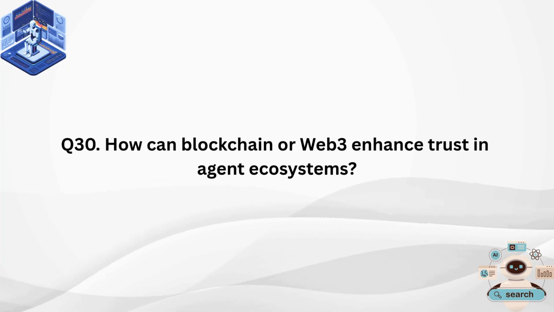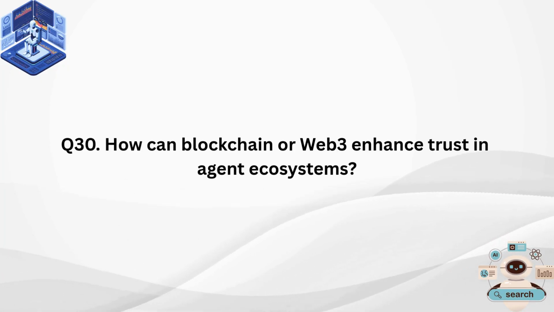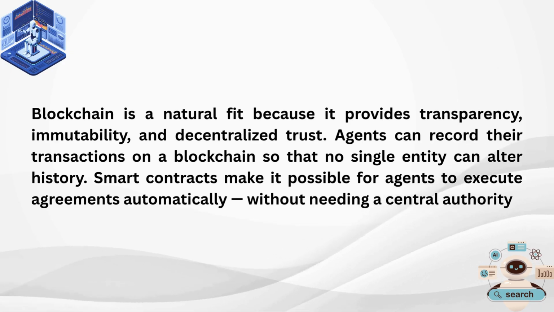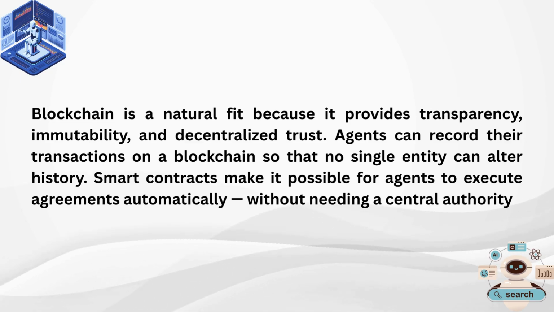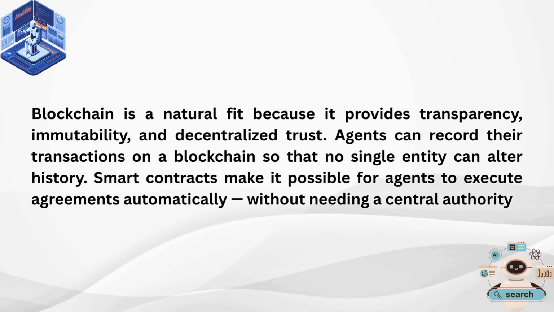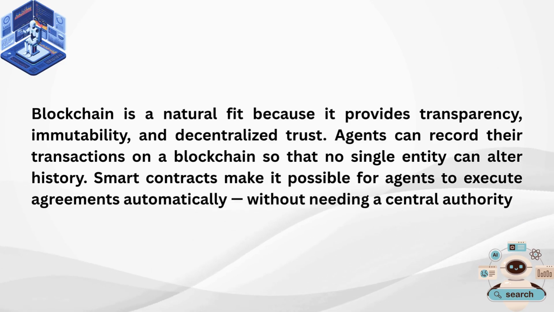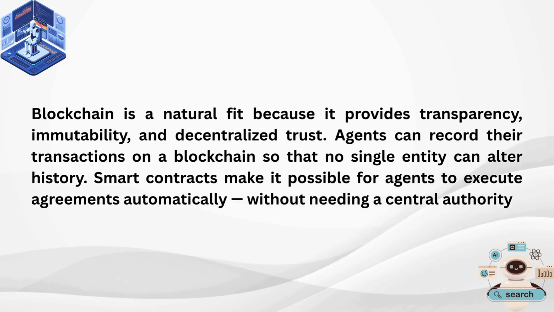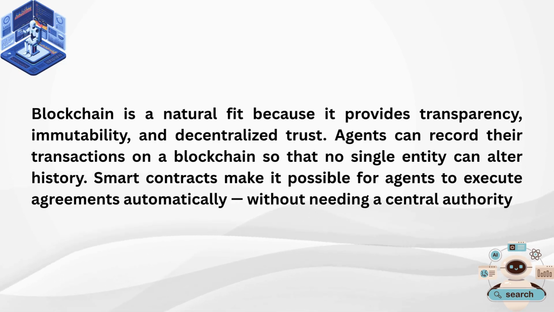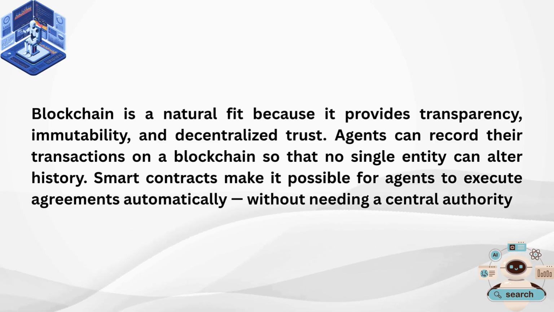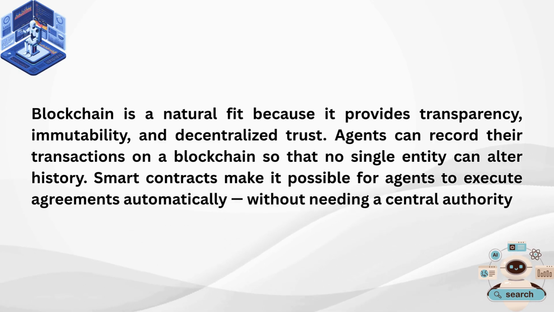How can blockchain or Web3 enhance trust in agent ecosystems? Blockchain is a natural fit because it provides transparency, immutability, and decentralized trust. Agents can record their transactions on a blockchain so that no single entity can alter history. Smart contracts make it possible for agents to execute agreements automatically, without needing a central authority.